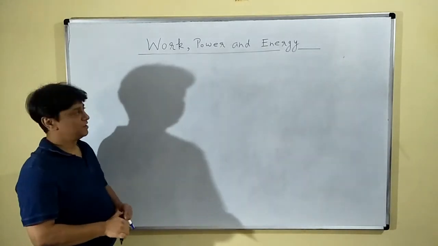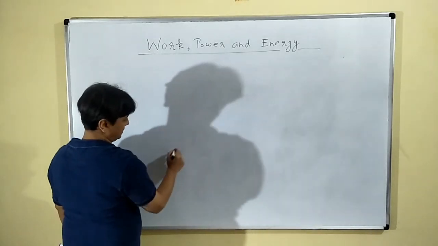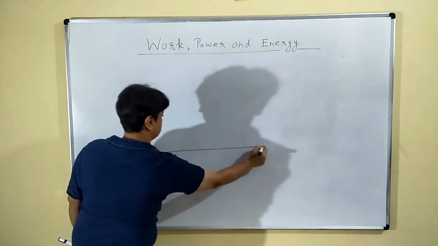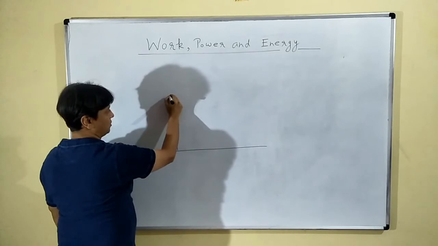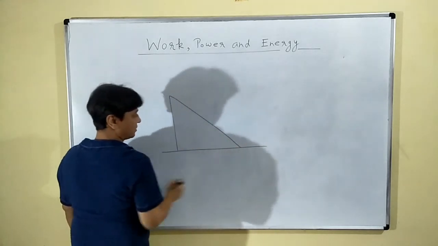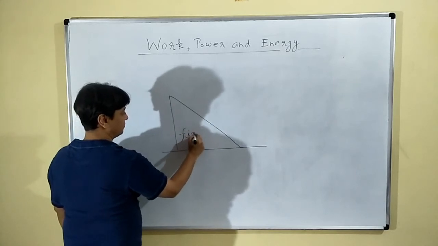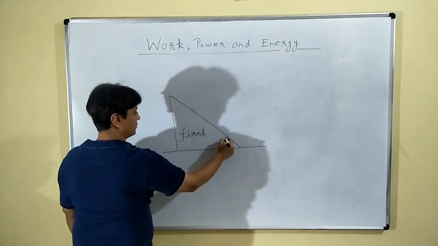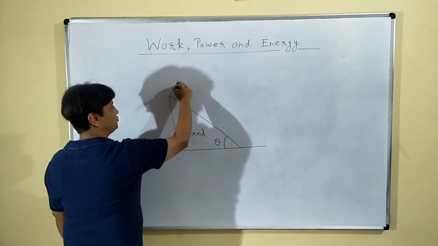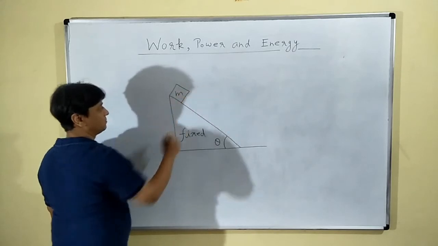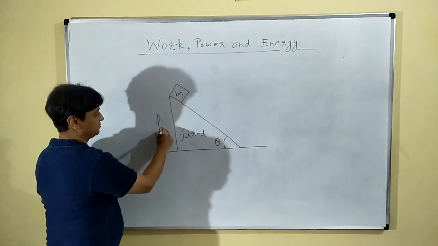Now let's see some applications of work. Suppose we have an incline, fixed incline, it cannot move. This angle is theta. An object is placed on top of it, its mass is m, and this height is h.